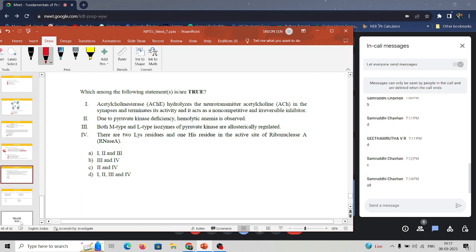The next one. Which of the following statements is or are true? Let us see. So the statements are given. Acetylcholinesterase hydrolyzes the neurotransmitter acetylcholine in the synapses and terminates its activity, and acts as a non-competitive and irreversible inhibitor. Due to pyruvate kinase deficiency, hemolytic anemia is observed. Both M-type and L-type isozymes of pyruvate kinase are allosterically regulated. There are two lysine residues and one histidine residue in the active site of ribonuclease A, or RNase A. So which of the options are correct?